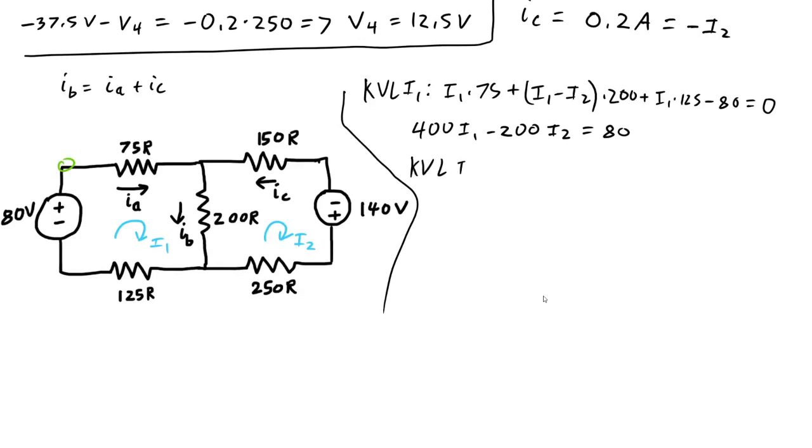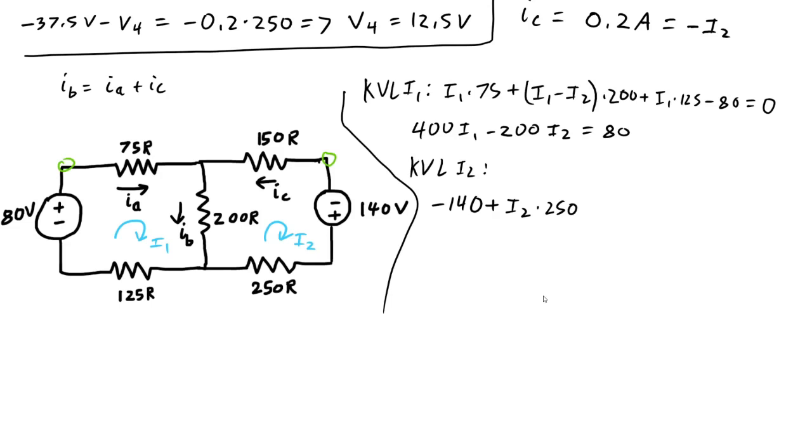KVL for I2. This one's what's going to change. Another thing that's going to change is that this becomes a plus instead of a minus. So I'm going to start here, completely arbitrary. I'm just going to pick that. So minus 140 volts plus I2 times 250.